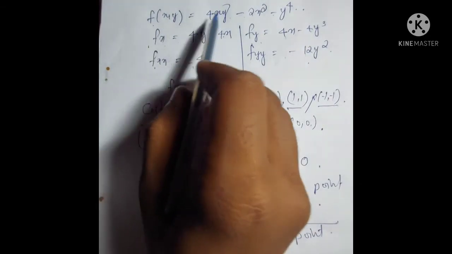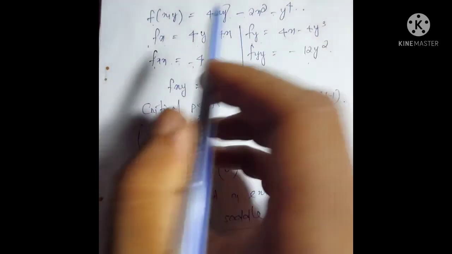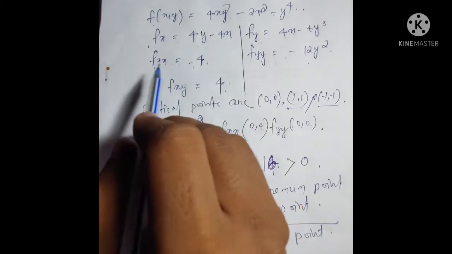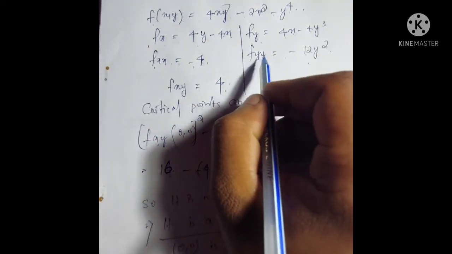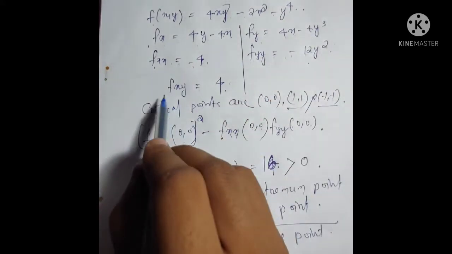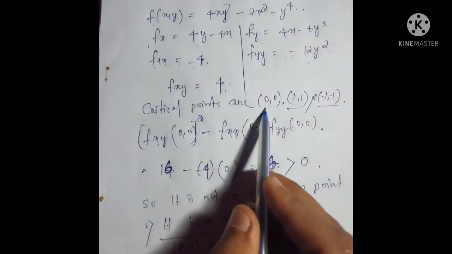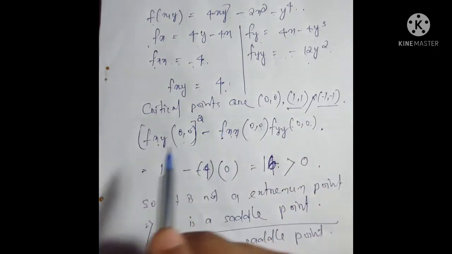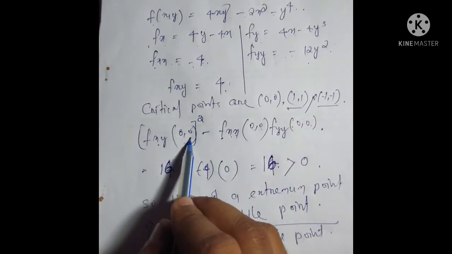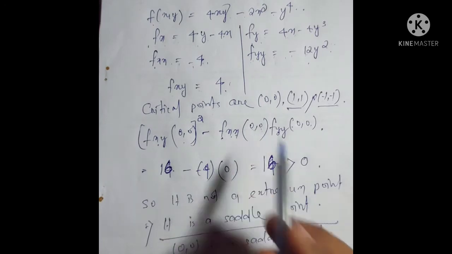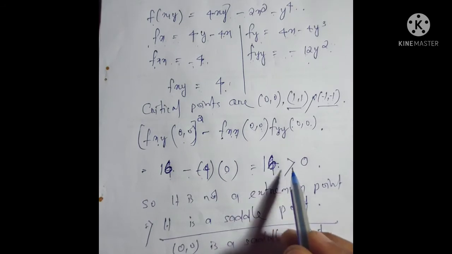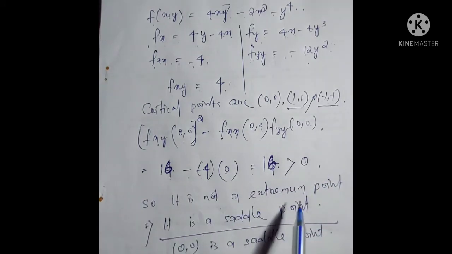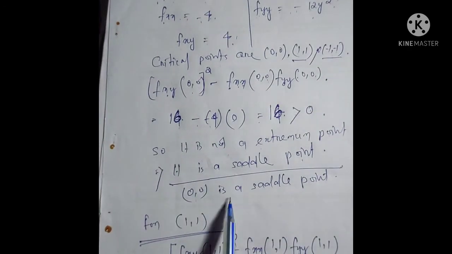Now, f of x, y is equal to 4xy minus 2x square minus y to the power 4. Then f of x is equal to 4y minus 4x, f of xx is equal to minus 4, f of y is equal to 4x minus 4y cube, f of yy is equal to minus 12y square, and f of xy is equal to 4. Now, the critical points are (0, 0), (1, 1) and (minus 1, minus 1). Now, f xy at (0, 0) whole square minus f xx (0, 0) into f yy (0, 0) is equal to 16 minus minus 4 into 0, which is equal to 16, greater than 0. So, it is not an extremum point. This implies that it is a saddle point. So, (0, 0) is a saddle point.